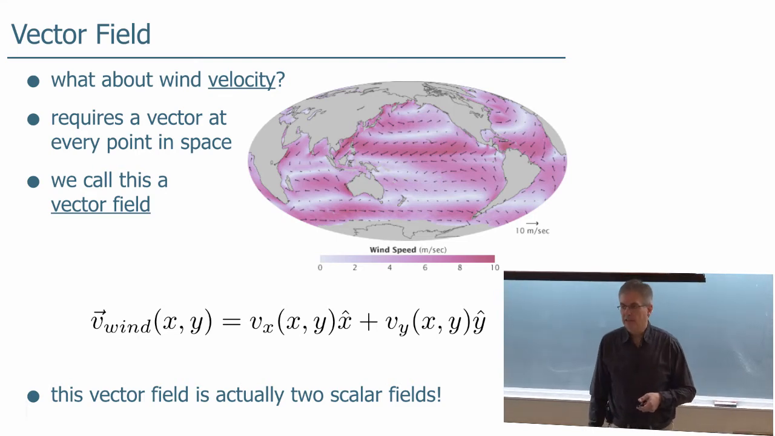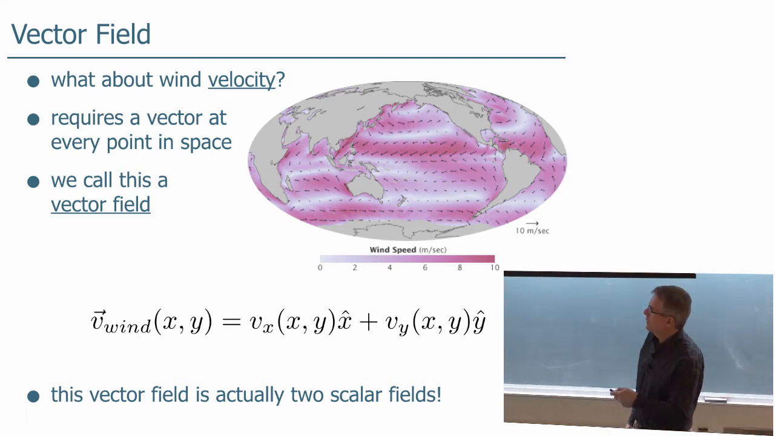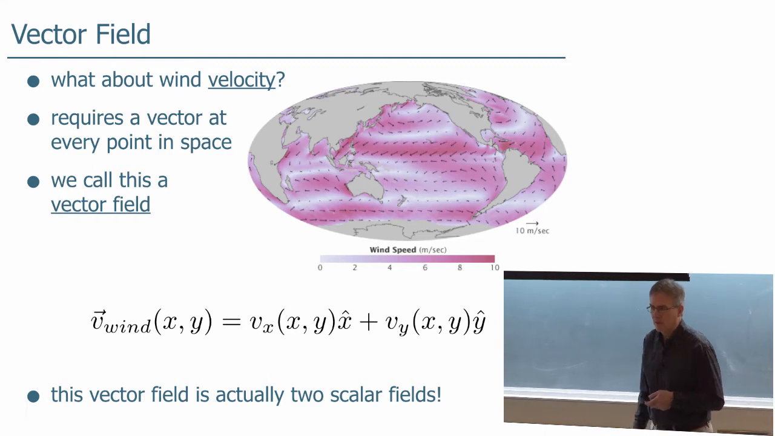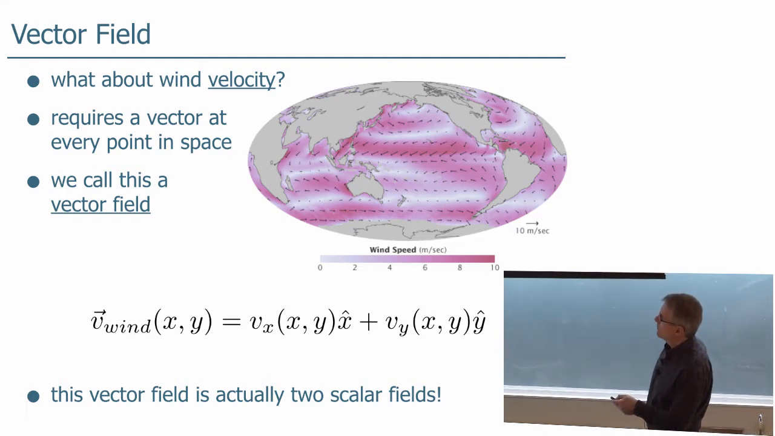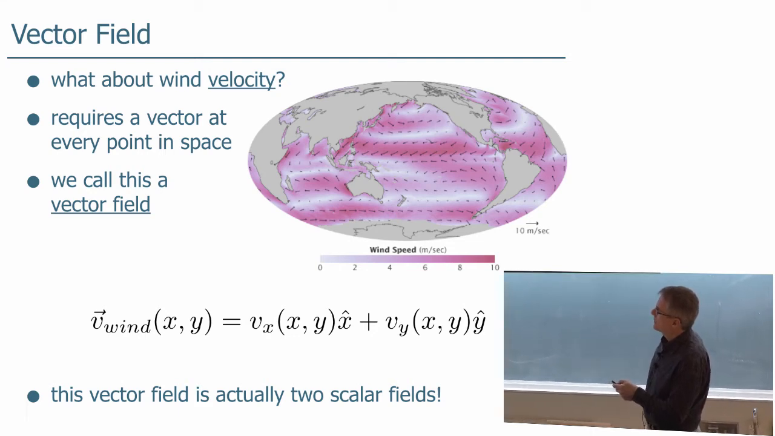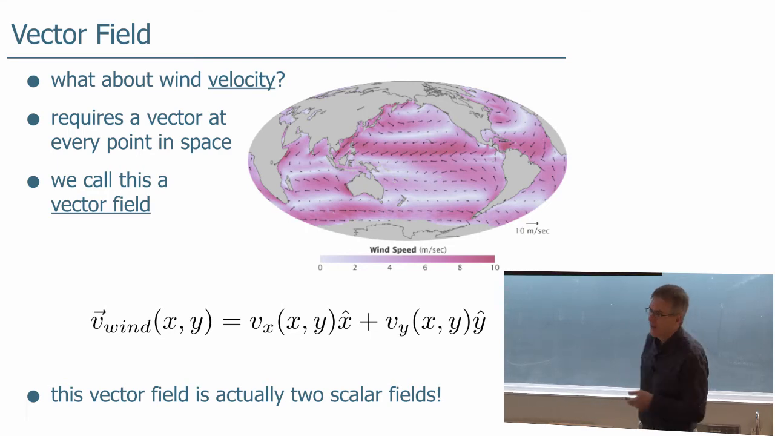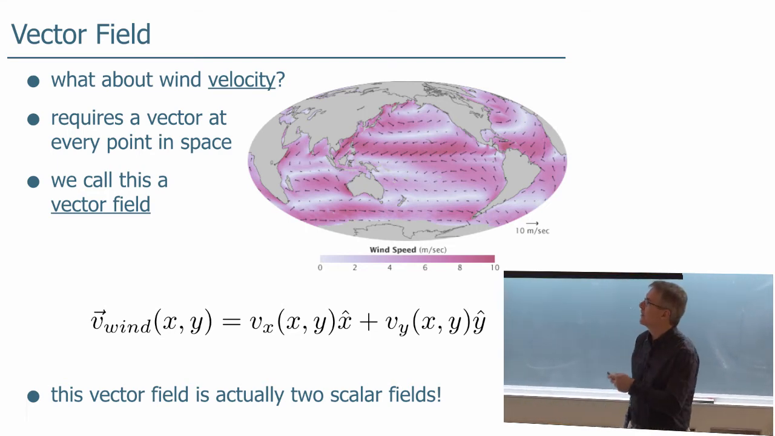All right? It's a really pretty straightforward concept with a scary-looking name like a vector field. Okay? And it has an even scarier-looking mathematical representation. When you write it out, you could say, well, the wind velocity, which is a vector, depends on your position, x and y. And it has a component v sub x, which depends on x and y in the x hat direction, plus a component in the y direction, v sub y, which also depends on where you are, x and y, in the y hat direction. That's what this complicated looking thing means.